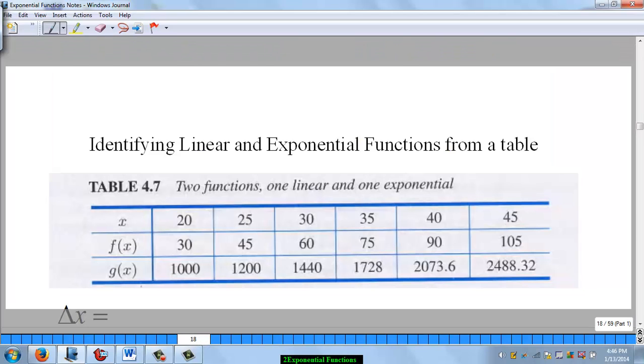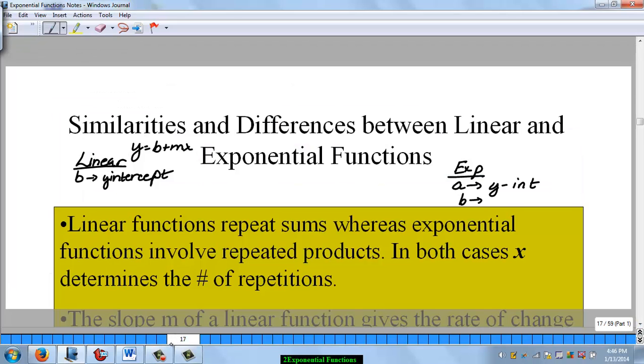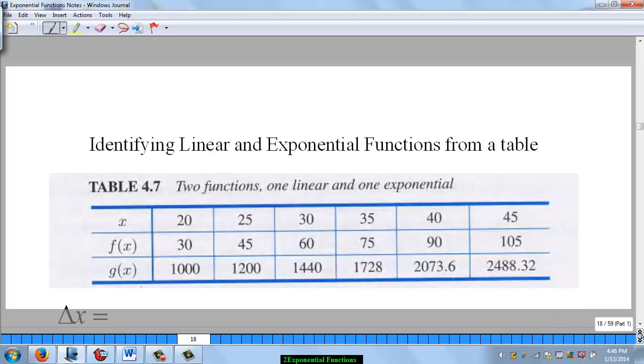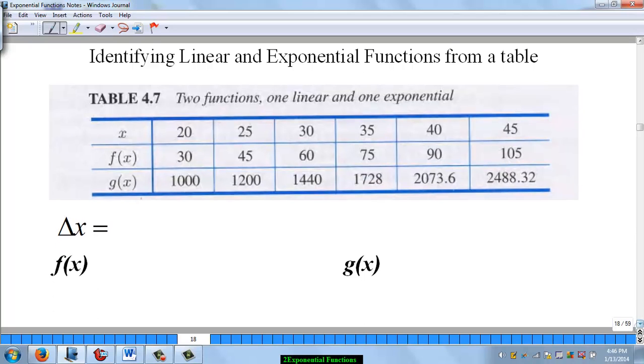Let's practice a couple tables here. Here's our first table. And I want to see if it's linear or exponential. Let me make sure I didn't skip a slide. No, I didn't. Okay, so I have a table here. This x value goes for both of these. So x and f of x is a graph, and then x and g of x is a graph. So we have to determine which one's linear and which one's exponential. Well, the first thing is I do my delta x's here, and you'll see my delta x's are going up 5 each time. So that's pretty constant. So I said, okay, my delta x is 5.